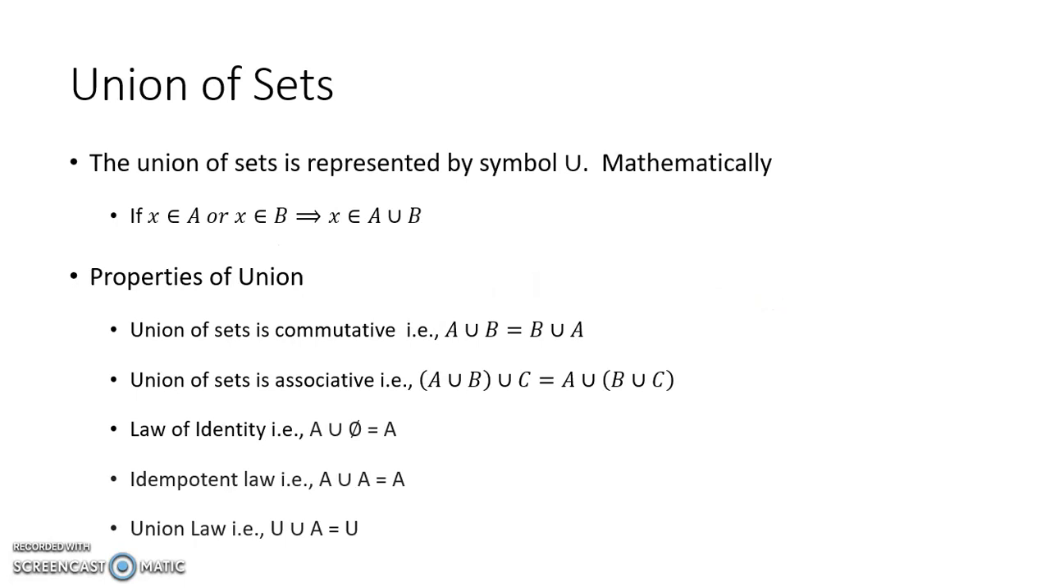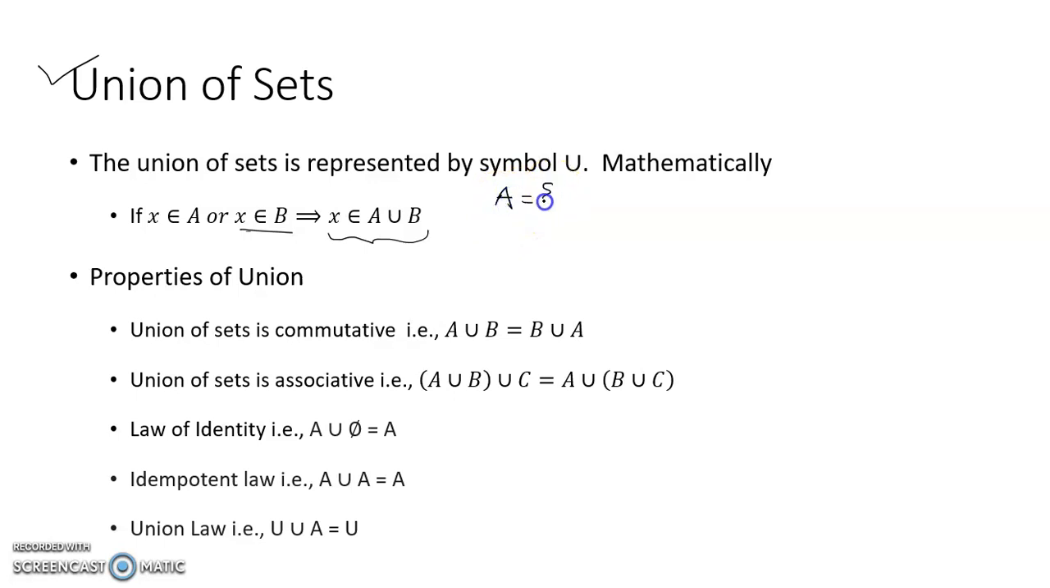So let's talk about the first operation, very popular, called union of sets. And this is the mathematical definition: if X belongs to A or X belongs to B, then X belongs to A union B. So this simply means what? Let me take certain examples.